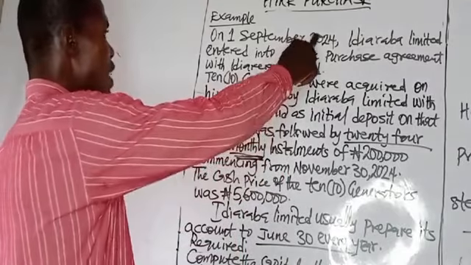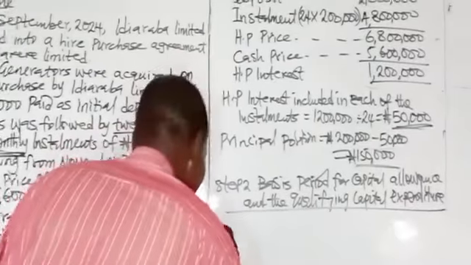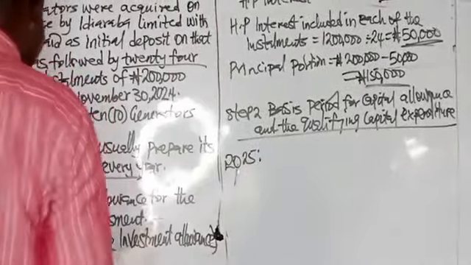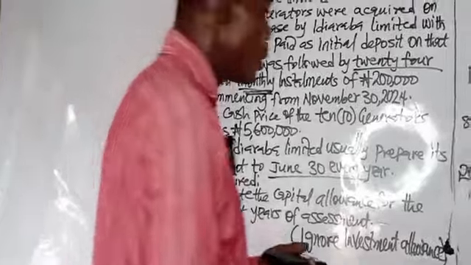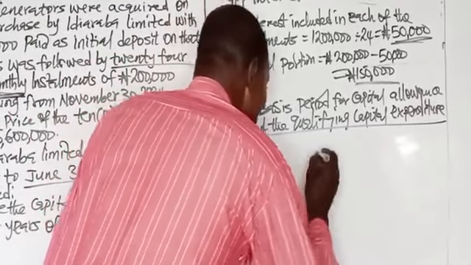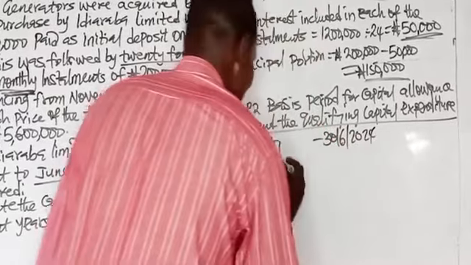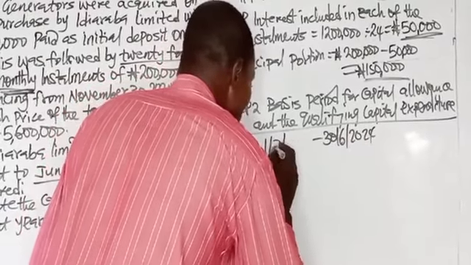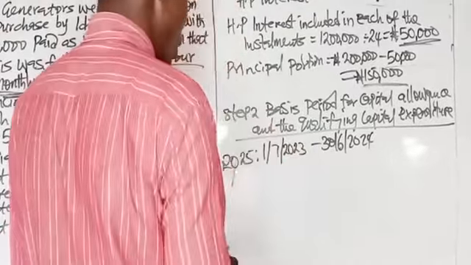Let's try 2025 year of assessment. Remember, the accounting year end is June 30 every year. So, if you want to establish the basis period for 2025, it will end as at 30th of June 2024. To make it exactly 12 months, it will start from 1st of July 2023. This is the basis period for 2025.